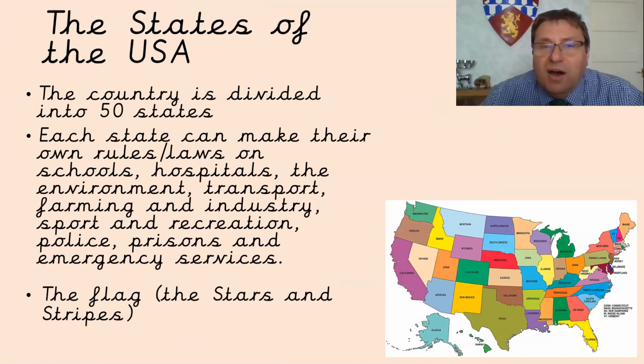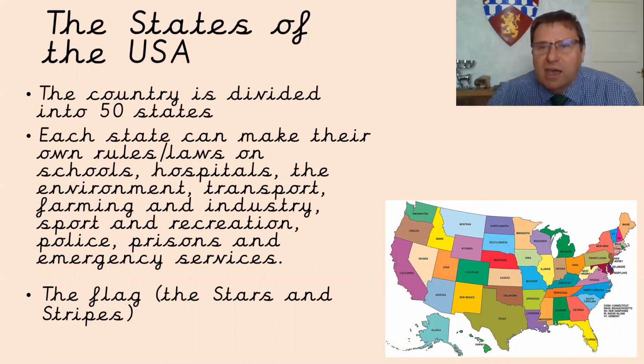The country is actually divided into 50 different areas, and these are called states, hence the name the United States. So they have one central government that looks after things like foreign policy and the army and the things that everyone needs to be involved in. And then each state, each separate area, can make their own rules and laws on things like schools and hospitals, or the environment, or farming, or industry, or sport and recreation, or police, or prisons, or emergency services. So each state has a lot of power, and each place has very different laws about that sort of thing.